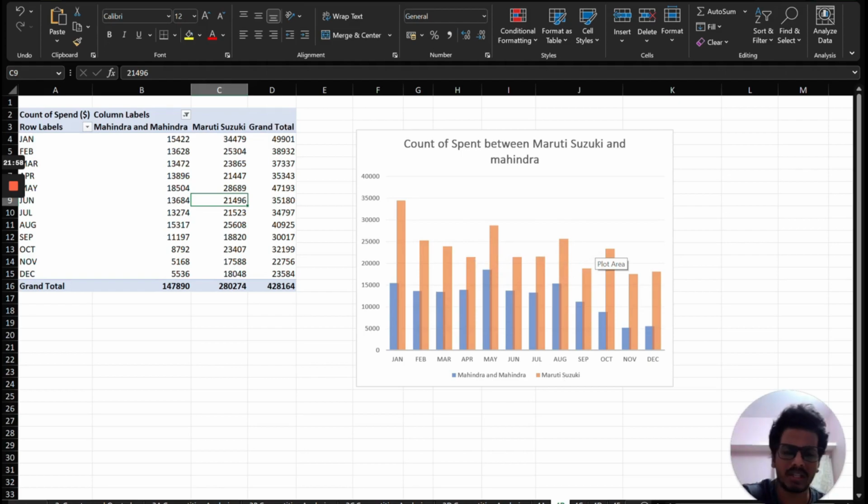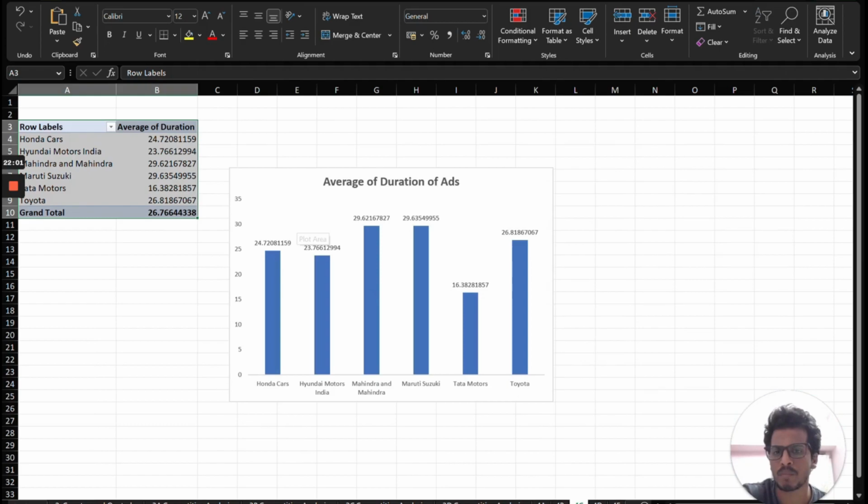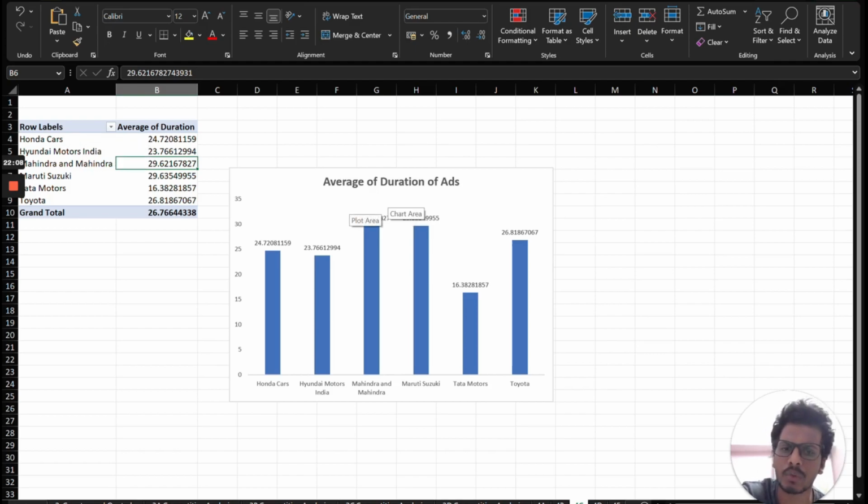So that is what their tactics is. And the next question is, in this I have tried to look at the average duration of ads. So what is the average duration of the ads they have posted? Mahindra, and I am trying to compare it with Maruti Suzuki because that is the most successful company, I guess. Mahindra and Mahindra is almost similar to Suzuki in ad duration, whereas everyone else, except Tata Motors, lies in the same range.